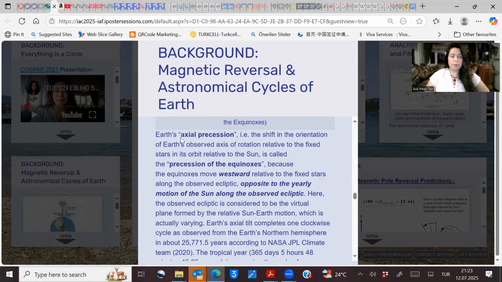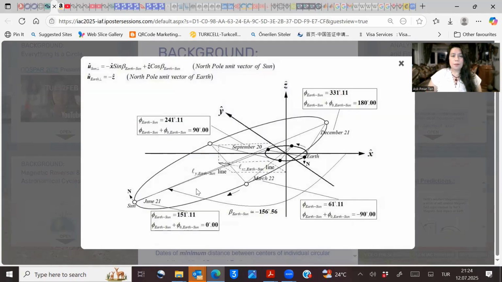We also know from observation Earth's actual precession, that is the shift in the orientation of Earth's observed axis of rotation relative to the fixed stars in its orbit relative to the Sun, is called the precession of the equinoxes as well, because the equinoxes move westward relative to the fixed stars along the observed ecliptic, opposite to the yearly motion of the Sun along the observed ecliptic. While the Earth is rotating around its geographic North Pole axis, its axial precession moves in the westward direction, opposite to the direction of the Sun with respect to the Earth.